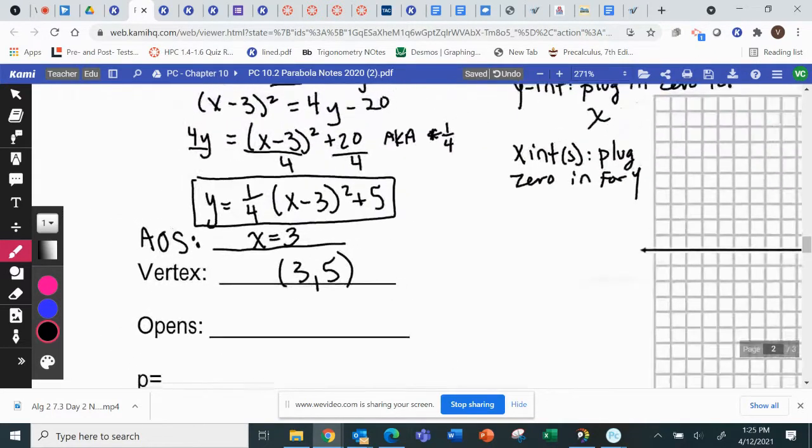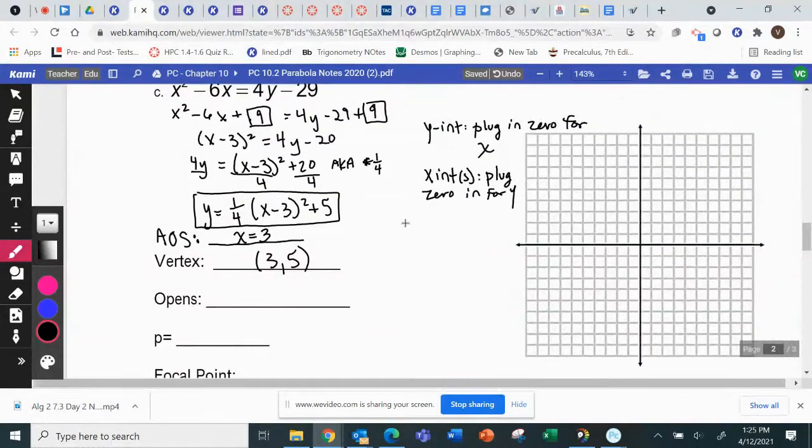I'm going to go ahead and graph those or sketch those on the graph. 3, 5. X equals 3. This opens where? Up. And we know that it opens up because it's y equals and also because it's positive 1/4 in front.